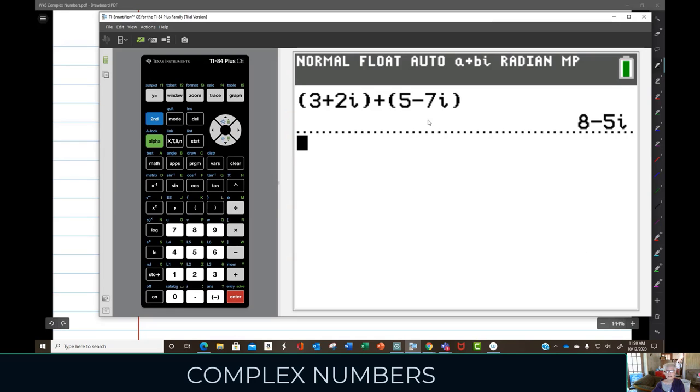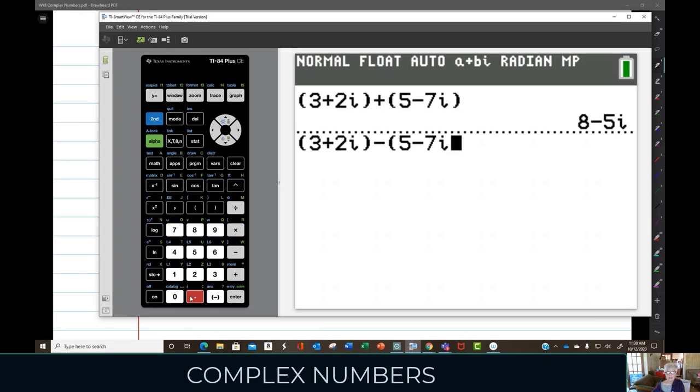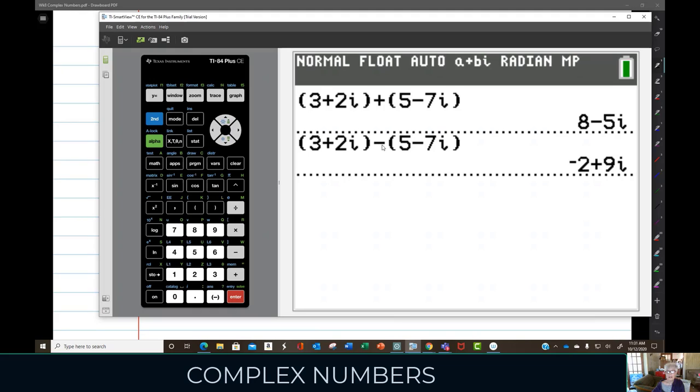And it's the same thing as if you did it by hand. 3 plus 5 is 8. 2i minus 7i is negative 5i. Now let's subtract. Parentheses, 3 plus 2, second dot, minus parentheses, 5 minus 7, second dot. There you go. 3 minus 5 is negative 2, and 2i, now that negative negative will make it a plus, so 2i plus 7i is going to give us 9i. Positive 9i.